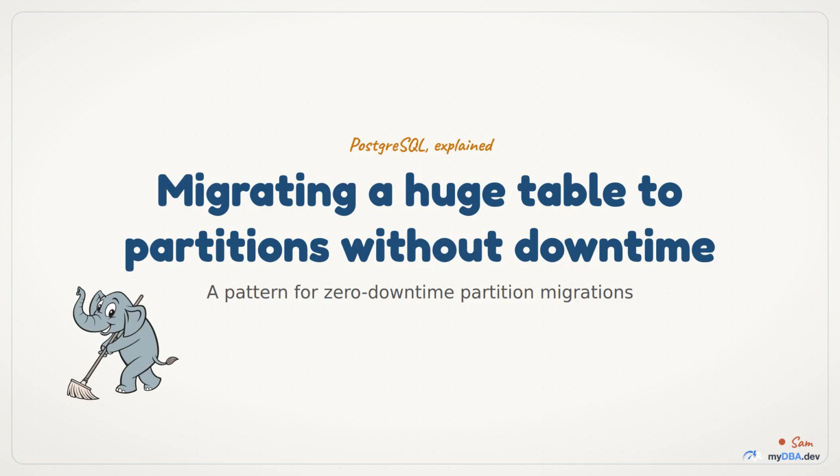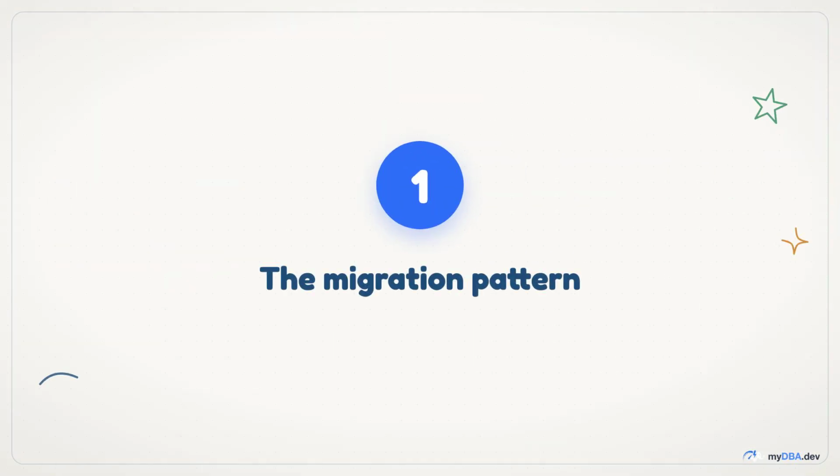Can you just turn a regular table into a partitioned one? There are ways to convert in place, but they have limitations and can be complex. The safest pattern is to create a new partition table, then backfill data from the existing table in batches. We're going to walk through the whole thing, the setup, the migration, and the validation, step by step. All right, let's start with the core approach that makes this whole migration possible.